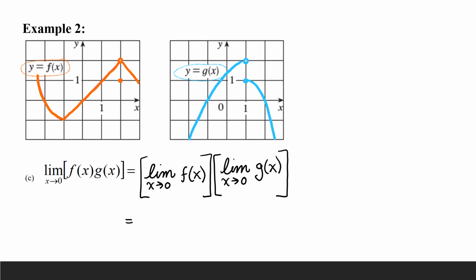So we need to find the limit as x approaches 0 of f of x. So we'll take our right and left hand limits, and we find that as x approaches 0 for f of x, f of x is approaching 0.